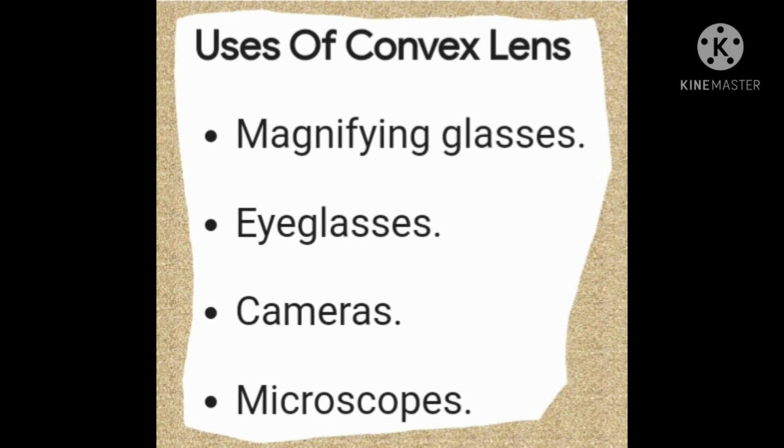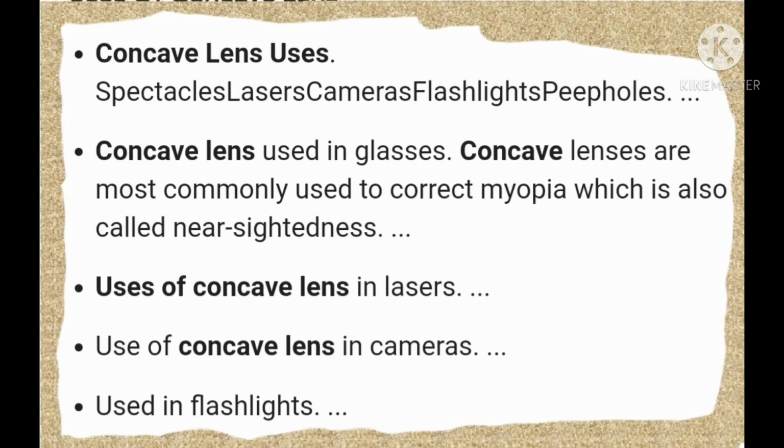Next, uses of concave lenses. Concave lenses are used in making spectacles. Concave lenses are used in making certain kinds of telescopes. They are also used in peepholes in the doors of hotel rooms to see the image of the person standing outside.